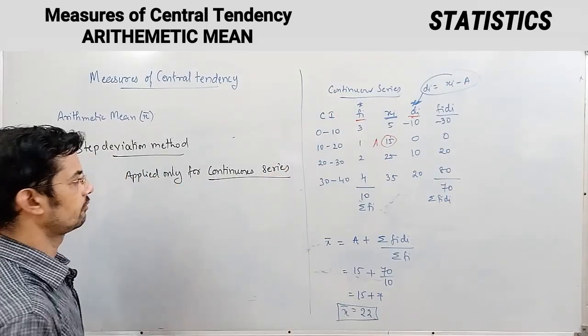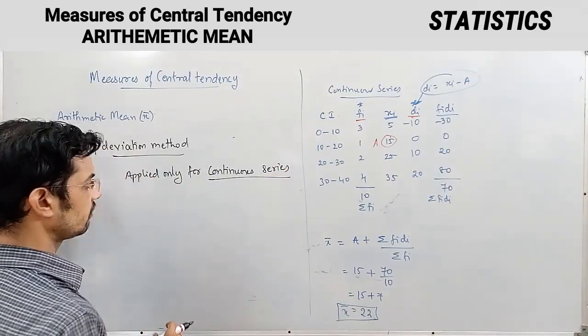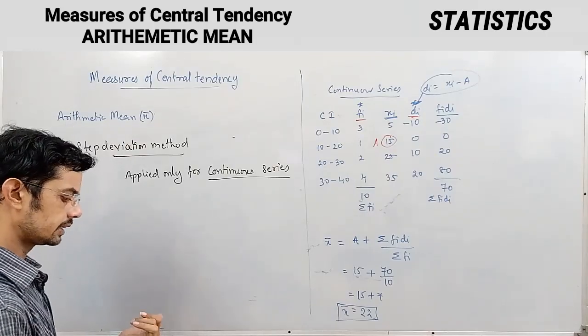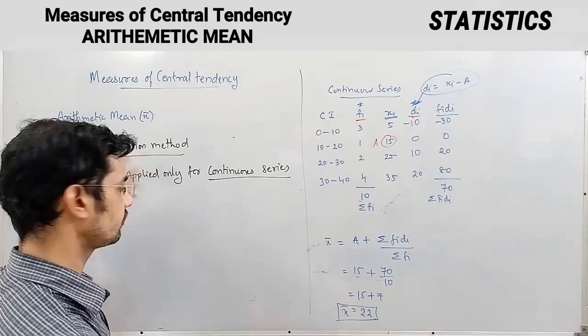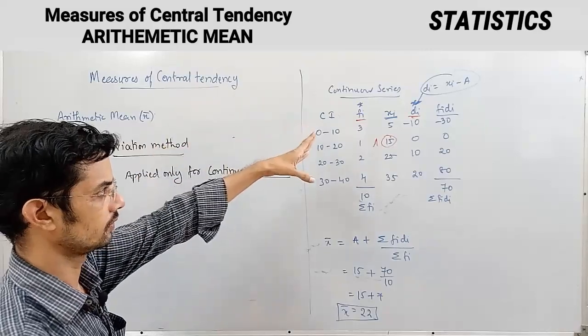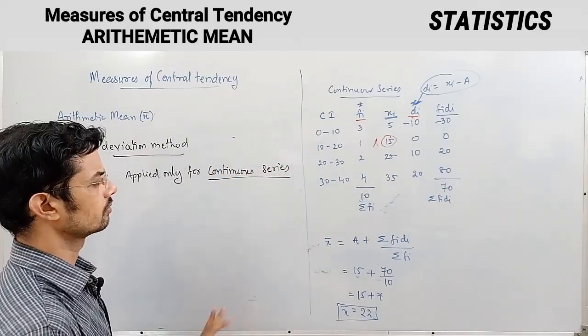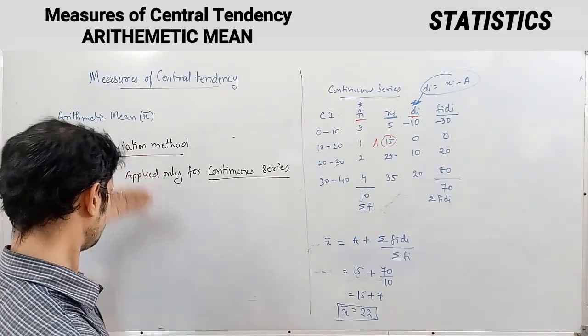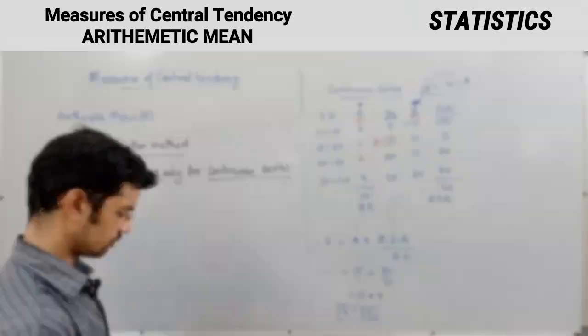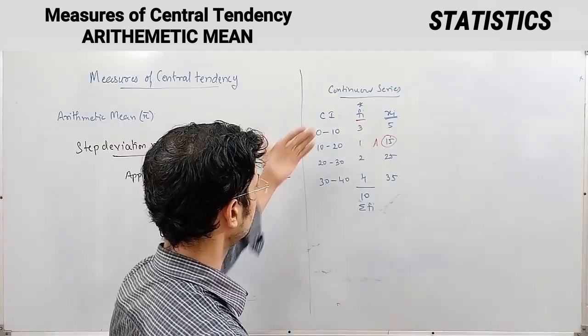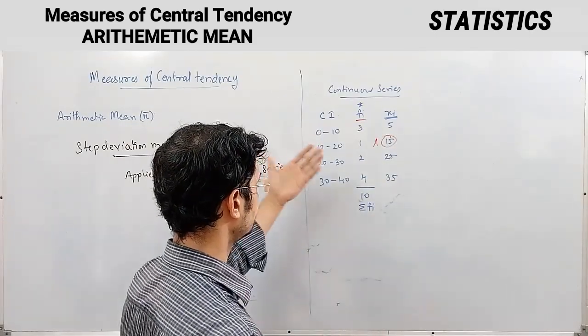It will not be applied for the previous two methods, that is, for discrete series and individual series. This method is not applicable there. It is applicable only for continuous series. Let us take the same problem, same situation, and find out the mean using step deviation method.